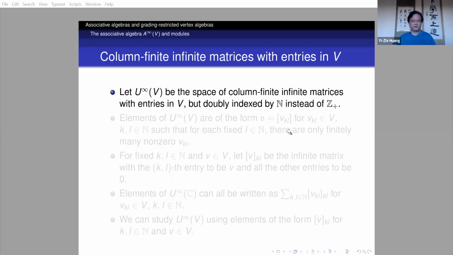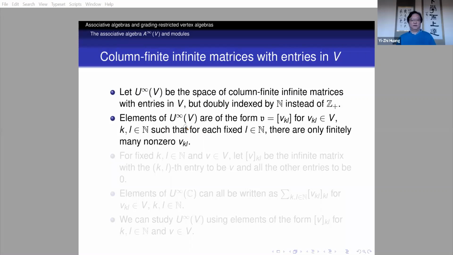I use the natural numbers, including 0, to index these matrices. So elements of this space are infinite matrices, and I write them with entries v_{kl} inside V. The main thing is that they should be column finite: for each fixed l, you have only finitely many non-zero v_{kl}. That's what column finite means. The reason column finite is needed is that for infinite matrices, you need column finiteness to make sure that you can multiply them.